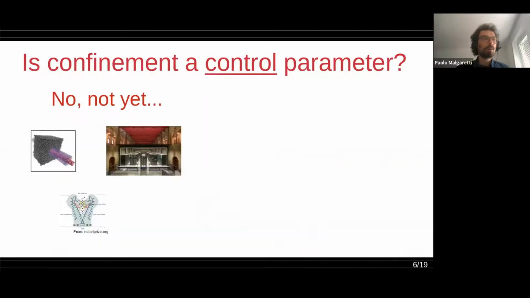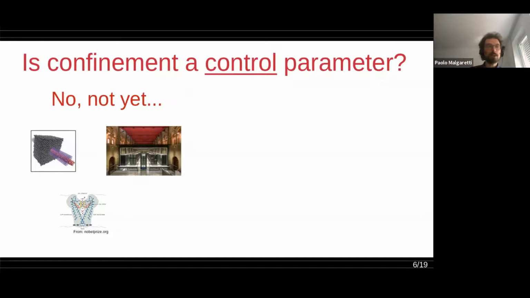Now, question, is confinement a control parameter? So let's first be clear. What do we mean by control parameter? Control parameter, for example, let's take temperature. We know that we have a soft matter system. By tuning temperature, so by controlling temperature, so taking temperature as a control parameter, we can change, for example, we can induce a phase transition, or we can change the transfer coefficient of a given system, or if you prefer, pressure or chemical potential or other parameters.